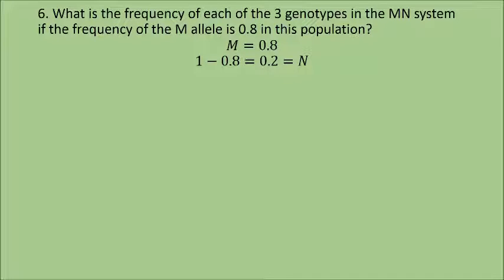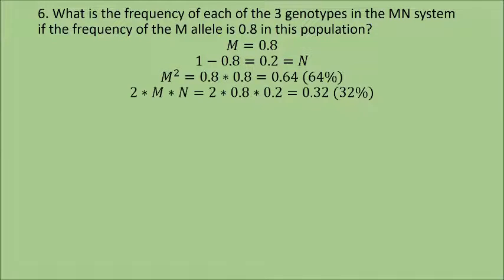Now, to find the next part, we do M squared. So 0.8 times 0.8 equals 0.64, so there's 64%. Then we do 2 times M times N, which is 2 times 0.8 times 0.2, and we get 0.32, which is 32%. And finally, we do N squared. 0.2 times 0.2 equals 0.04, which is 4%. 64 plus 32 plus 4 equals 100%.